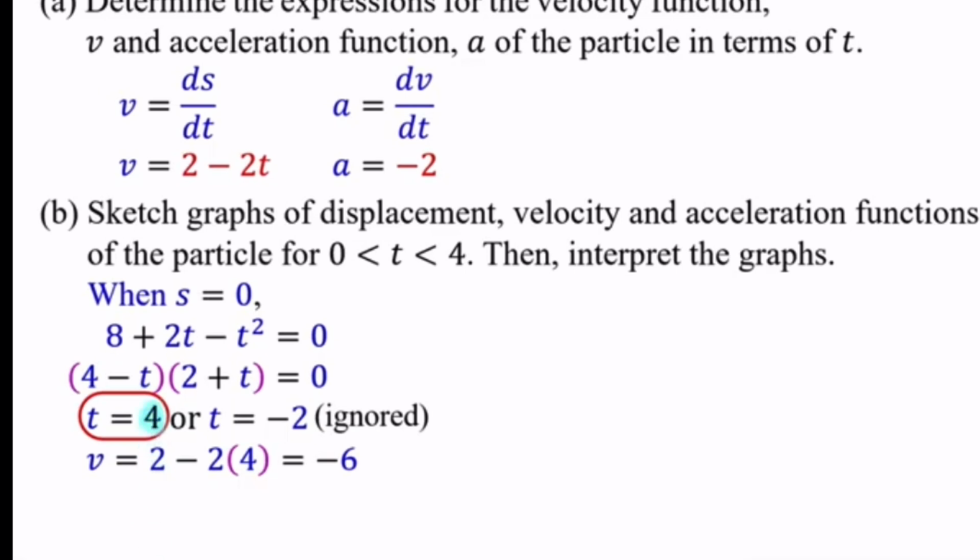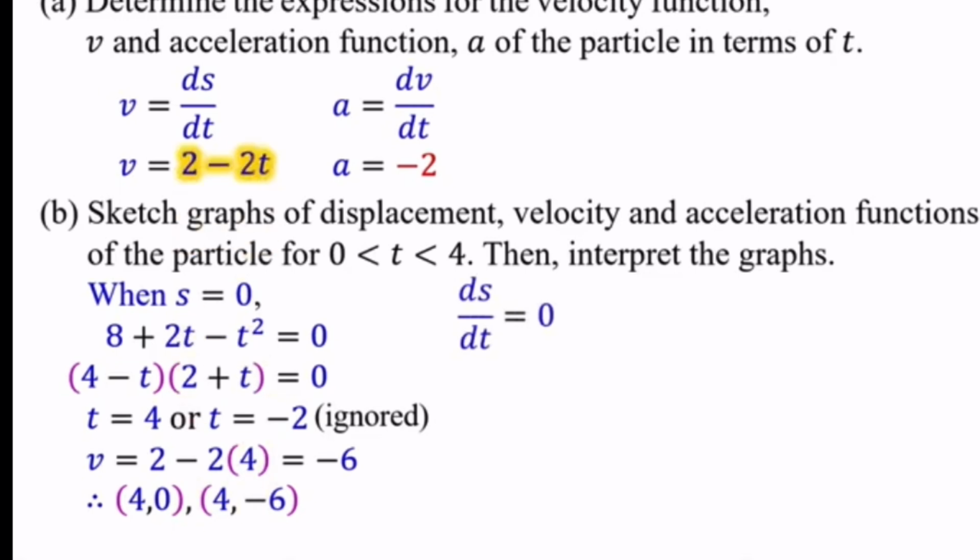With the time which is equal to 4, we will substitute into the velocity. When the time is 4 seconds, what is the velocity for the particle? So it's actually substitute into 2 minus 2t, so we'll get the answer, which is 2 minus 2 times 4, which is -6. Alright, so that means the velocity of the particle is -6 when the time is 4 seconds. So we can write as (4, -6).